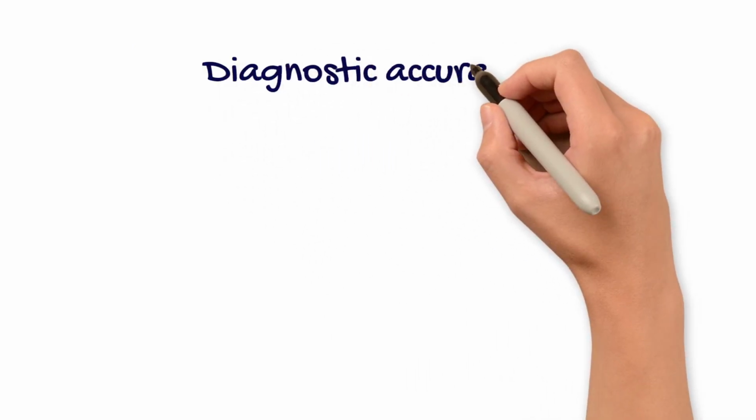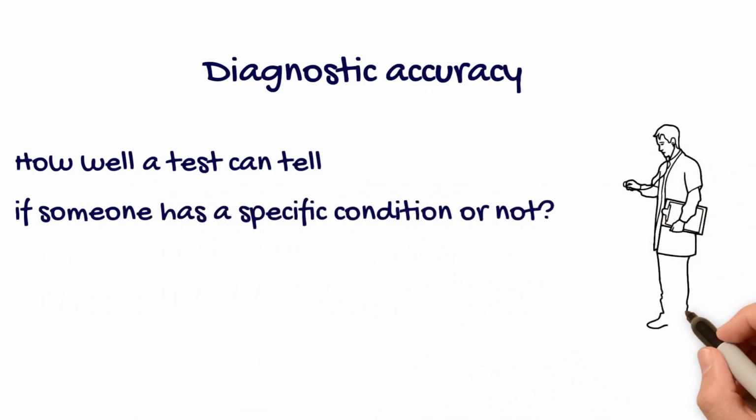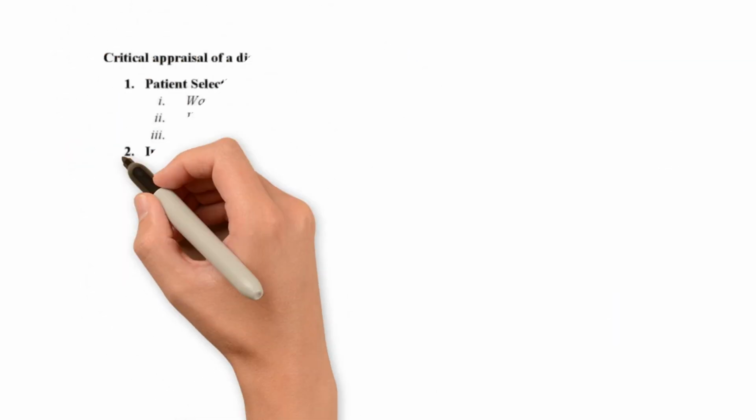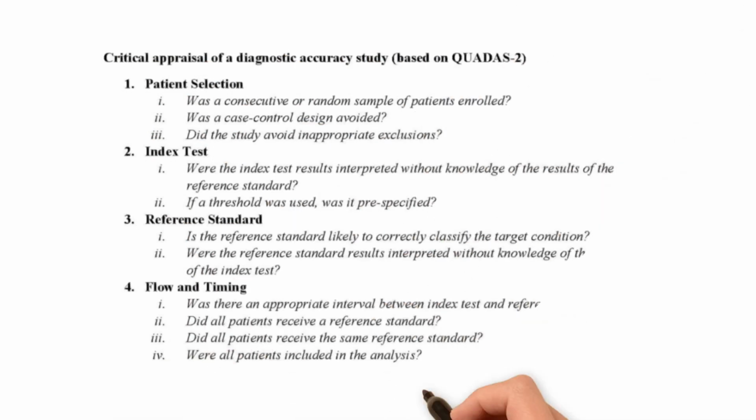Diagnostic accuracy is all about how well a test can tell if someone has a specific condition or not. In a diagnostic accuracy study, 4 aspects need to be assessed: patient selection, index test, reference standard, and flow and timing. Patient selection refers to how participants are chosen for the study. It involves deciding who can be included based on specific criteria, such as age, symptoms, or other relevant factors.